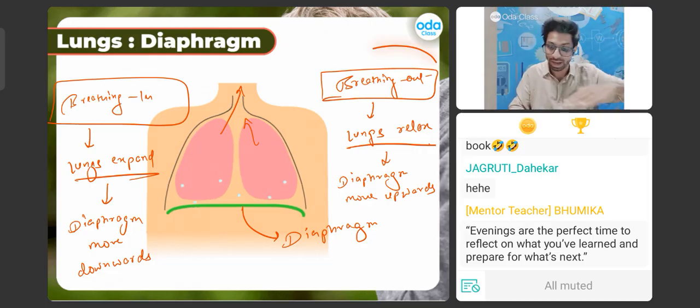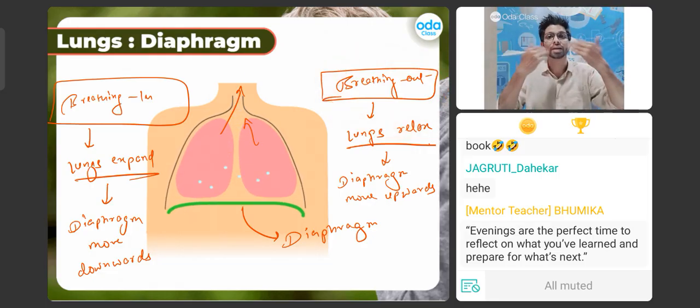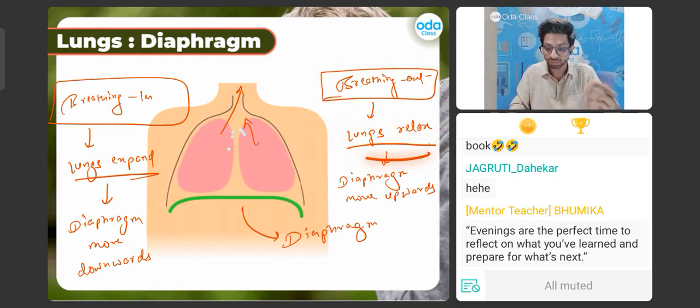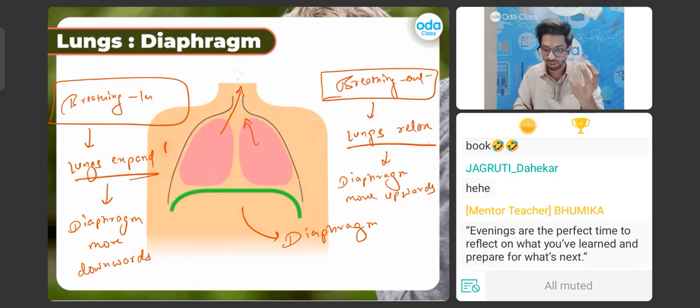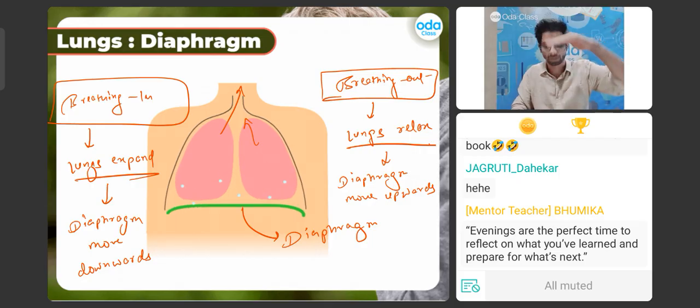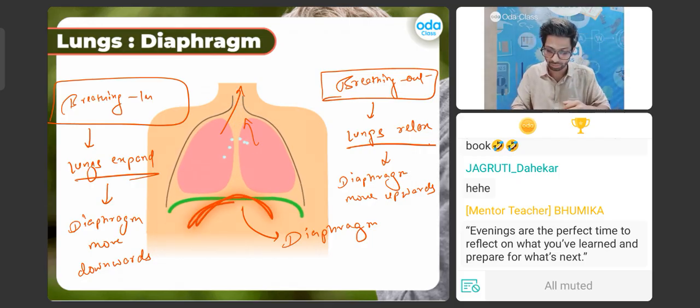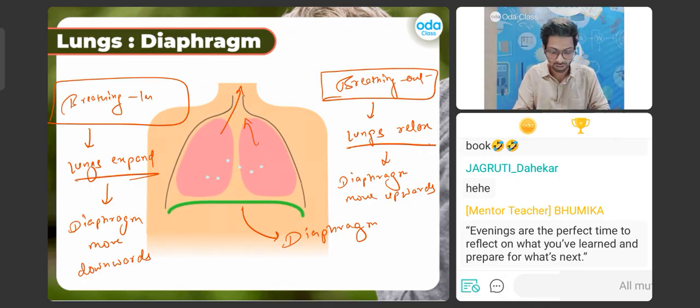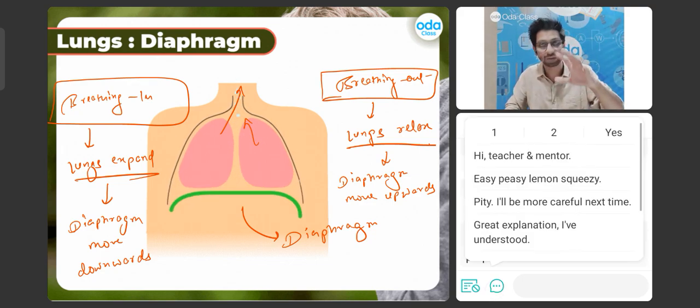It is becoming flat. And when you breathe out, when you take the air outside your body, then your lungs are relaxing. It is becoming small. Your lungs are becoming small, and the diaphragm will go up. Okay, it will go up. It becomes dome shaped. All right, everybody. Now you understood how exactly the diaphragm is moving.